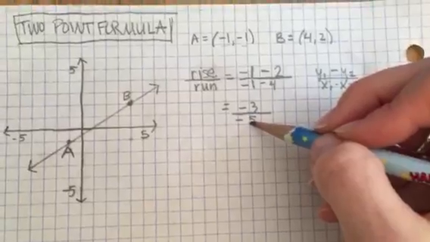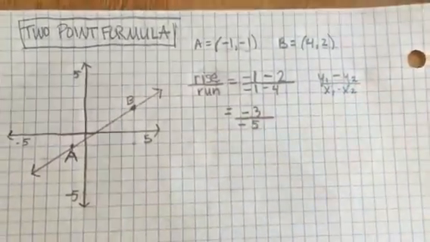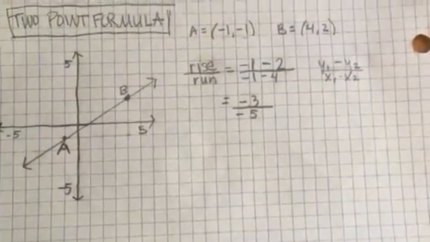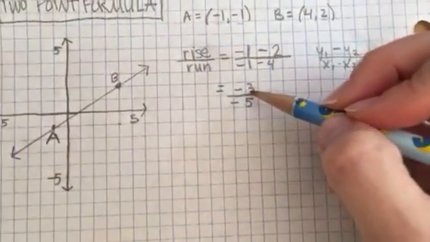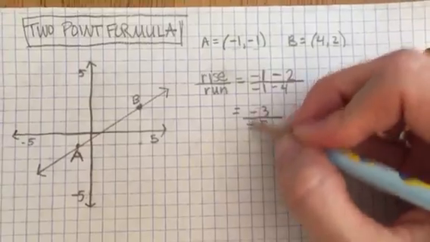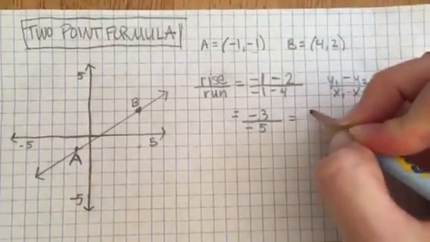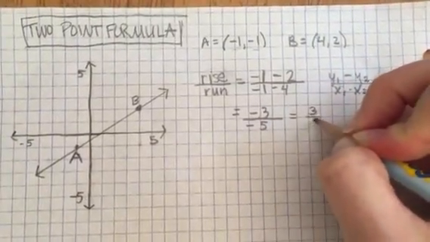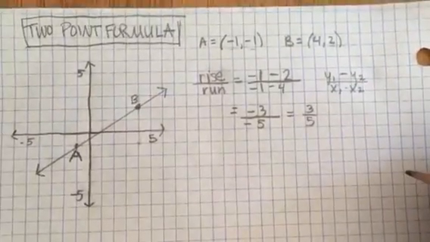Now, we know from when we were working with integers last year in 7th grade, that a negative divided by a negative actually equals a positive. They sort of cancel each other out. So I can simplify that and say that my slope is 3 over 5.